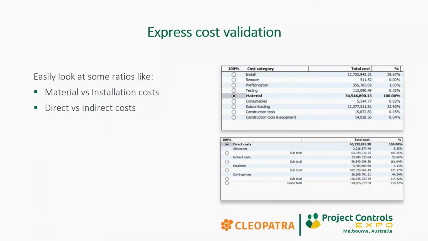Same goes for your direct costs versus your indirects. If you put your directs at 100%, you can see here that your indirects are, let's see, some 55, and I know that it should be somewhere between 50 and 60, so you know you're in the green zone. And that's how you apply them in the estimating phase.